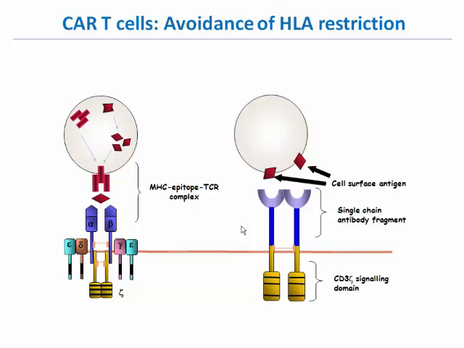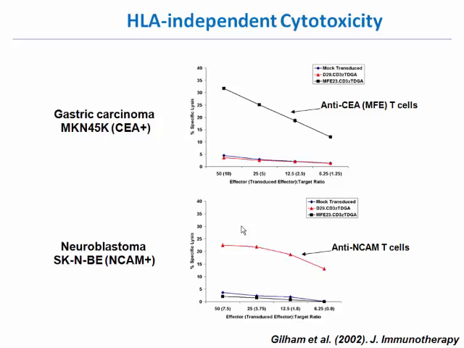The one downside is that we're now not recognising proteins that may be expressed within a cell. So CAR technology at the moment is primarily targeting cell surface proteins. It works. This is just some work we published many years ago, just to prove a principle using in vitro cytotoxicity. We take a gastric carcinoma cell line that expresses the antigen CEA and culture with T cells that are armed with an anti-CEA receptor.